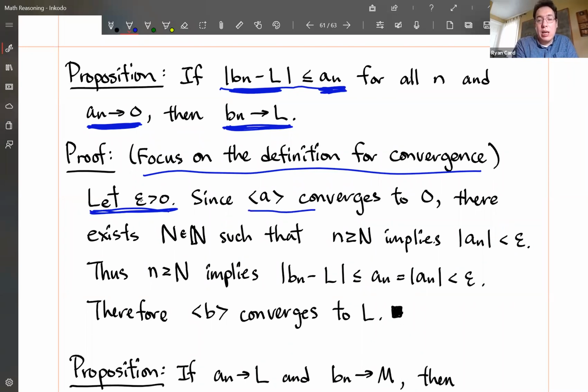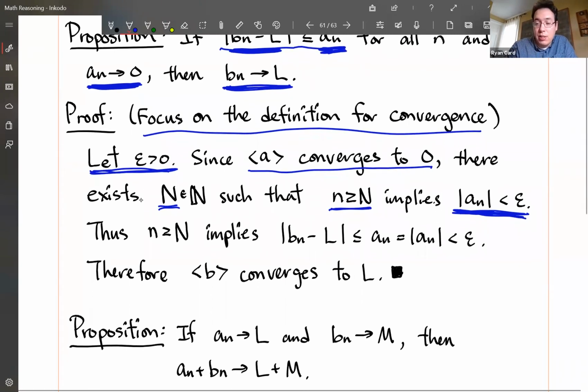Since the sequence A converges to 0, if you use the definition of the limit, there exists an N such that little n greater than N implies the absolute value of AN is less than epsilon. So notice I wrote absolute value of AN here. The limit is 0, so this is AN minus 0, but AN minus 0 is the same thing as AN. So I just wrote absolute value of AN here. So if this is true, AN is converging to 0, and we're given that that's true. So we used the definition for convergence of AN.